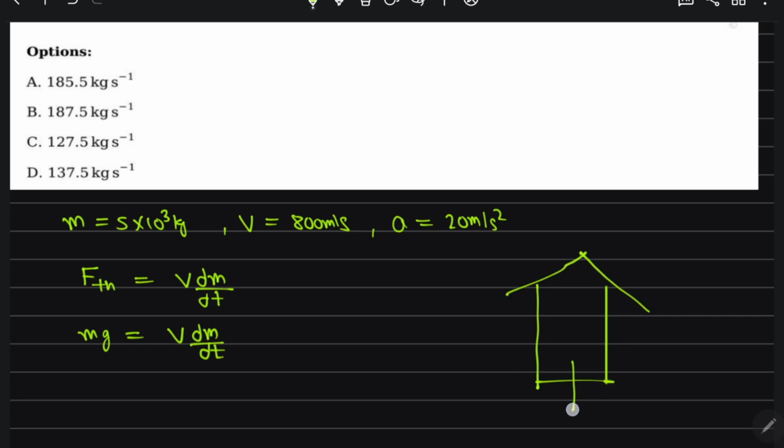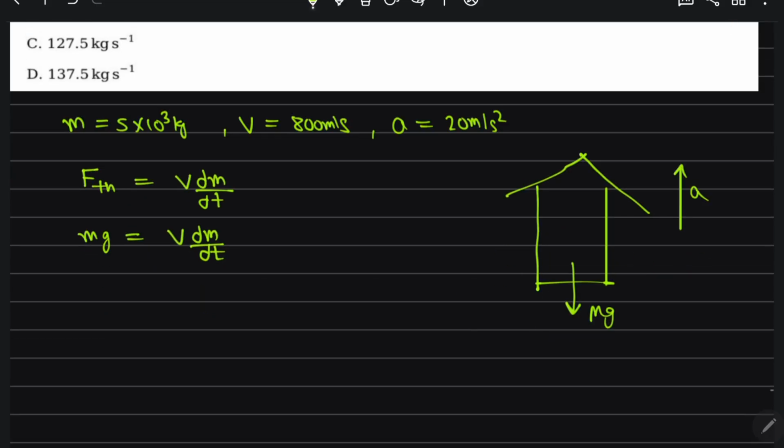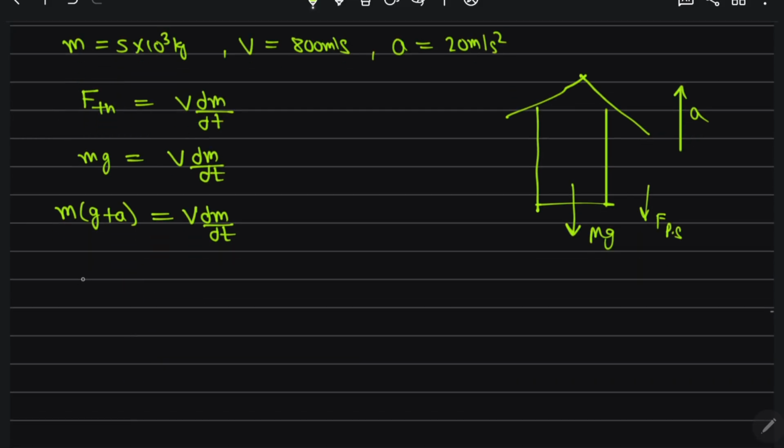So here you see this is mg force acting downwards, right? And here upward acceleration is upward, so pseudo force also acting downwards. So here m g plus a, that is equal to v dm by dt. So here dm by dt is equal to m g plus a by v.